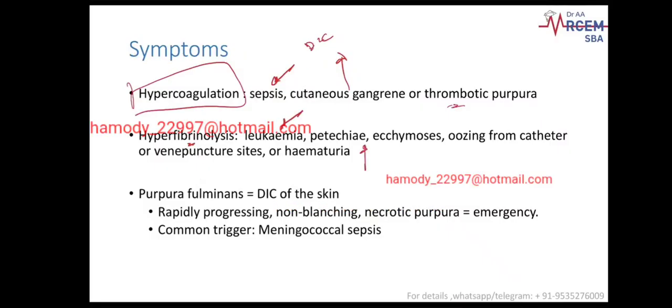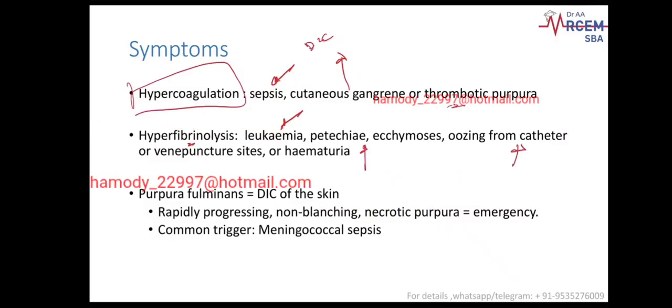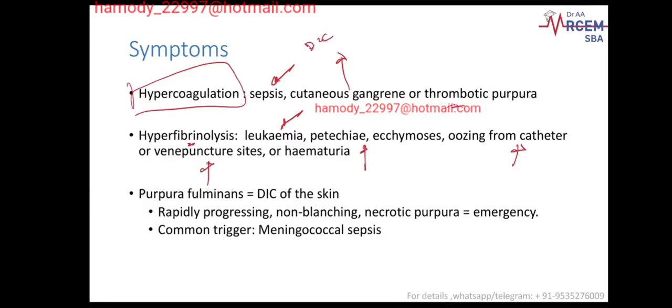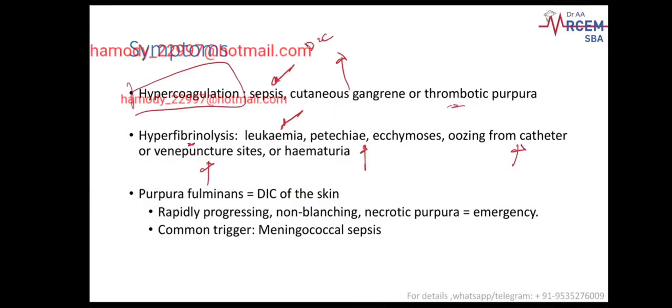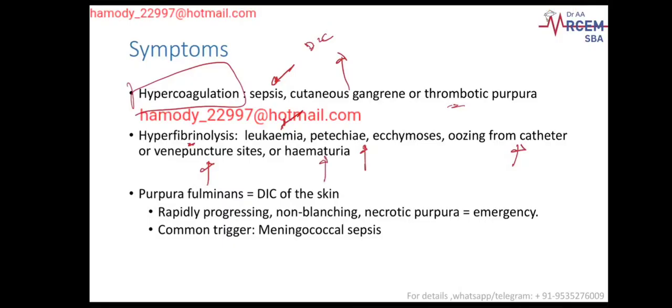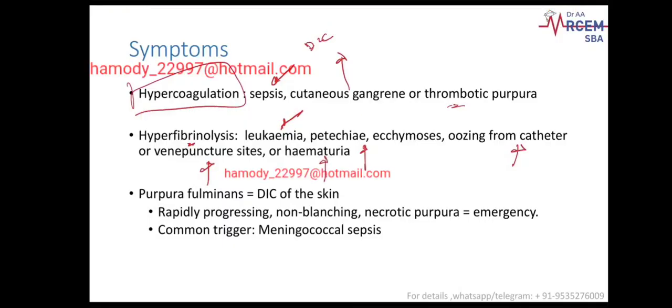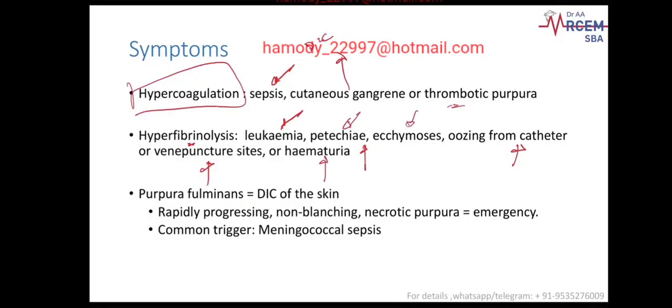They will be presenting with bleeding disorders like oozing from the IV set, bleeding from where the IV cannula is inserted. They might have bleeding from the genitourinary tract resulting in hematuria. They can present with petechiae and ecchymosis.